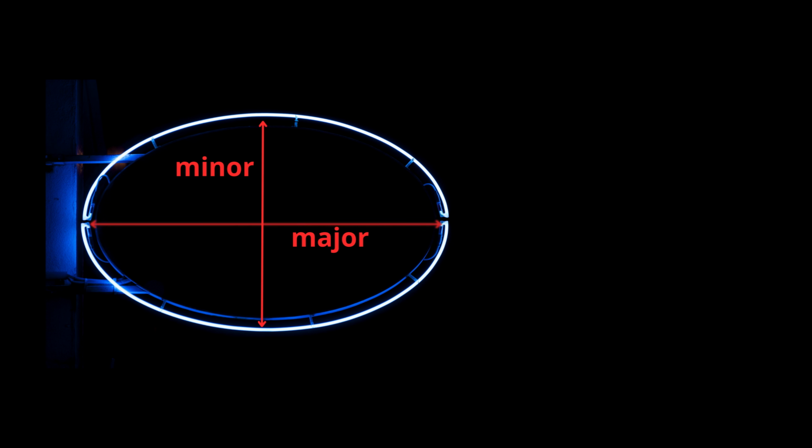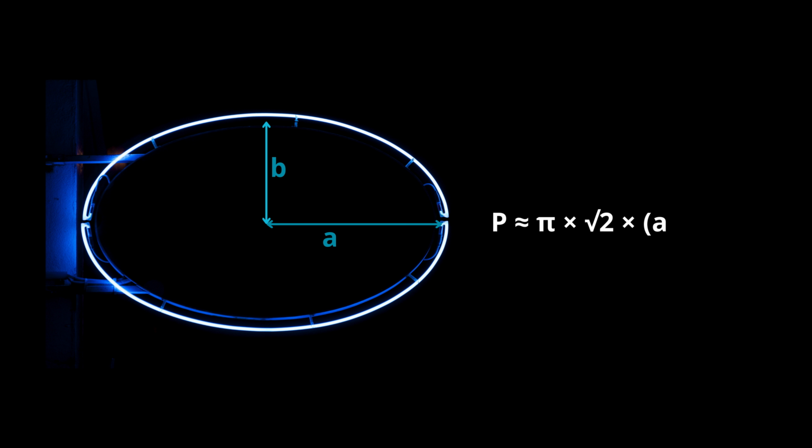The perimeter and area of an ellipse can be calculated using the major axis A and the minor axis B. The perimeter of an ellipse is calculated using the following formula. And the area of an ellipse is calculated as follows.